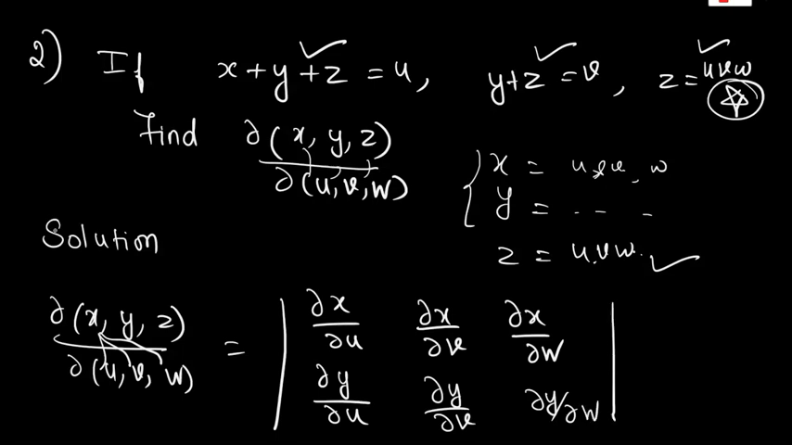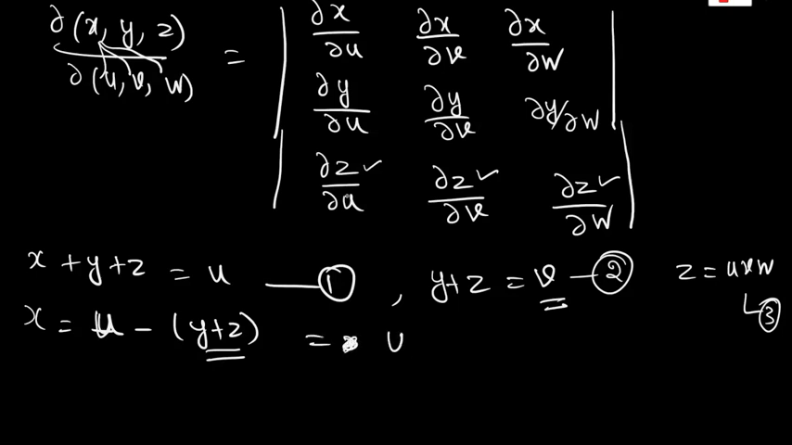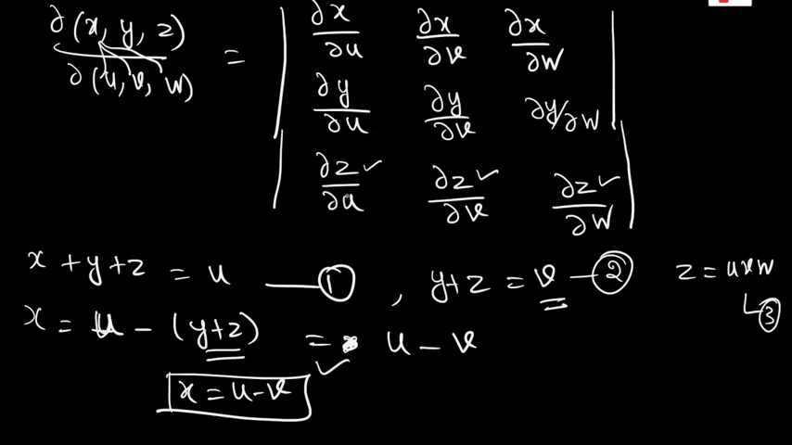Let me complete the determinant. So I have written z in terms of u, z in terms of v, and z in terms of w. This is done. Now I cannot write simply x is equal to minus u minus of y plus z, because I want x in terms of only u, v and w. I don't want this y plus z. So what is y plus z in the second equation? V. So I can write it as x is equal to u minus v. Now this is ready for solving the problem. X is equal to u minus v is ready. Already z is equal to uvw is also ready.